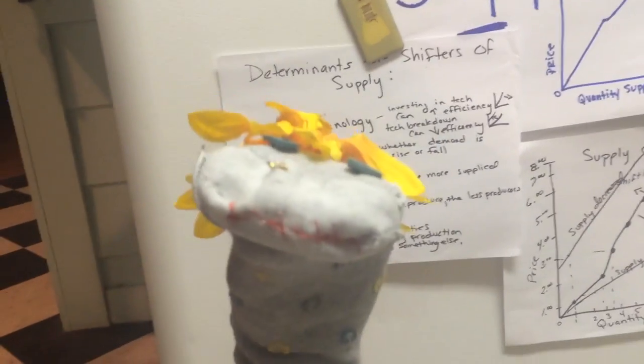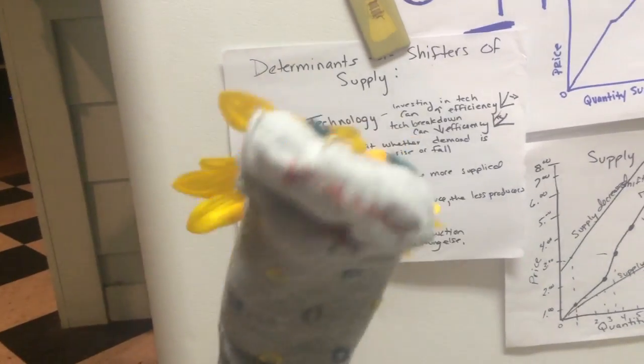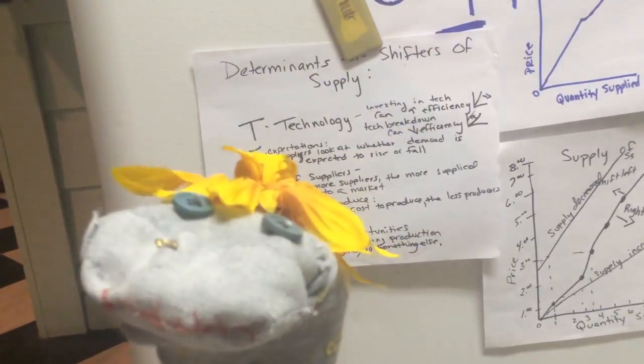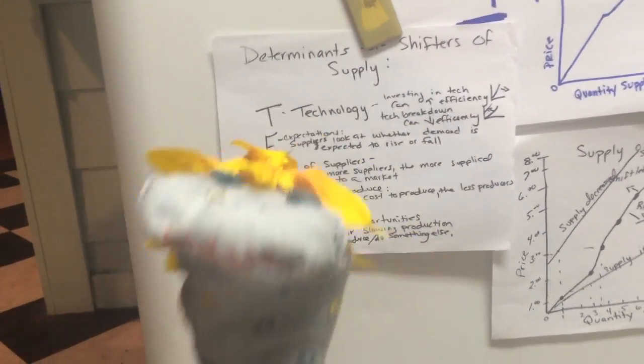But what if, let's say, a business's power goes out or their computers go down? What's going to happen to their supply? It's going to decrease, or shift to the left.